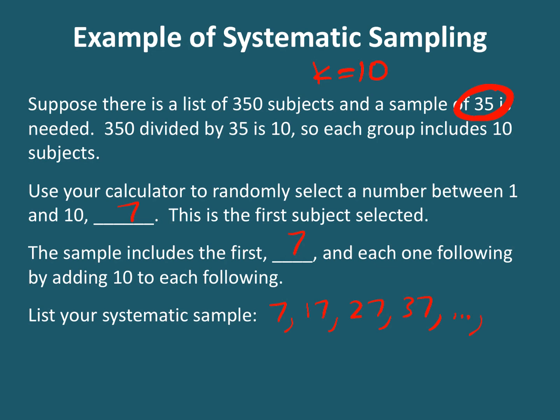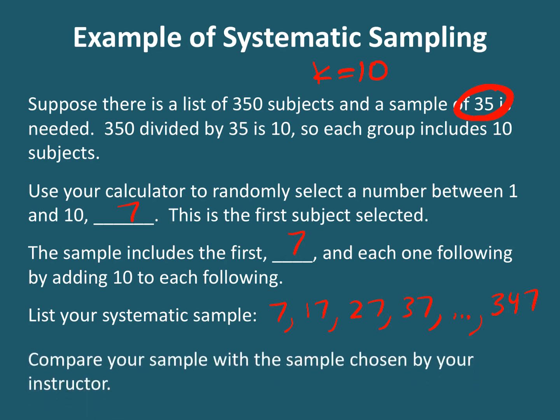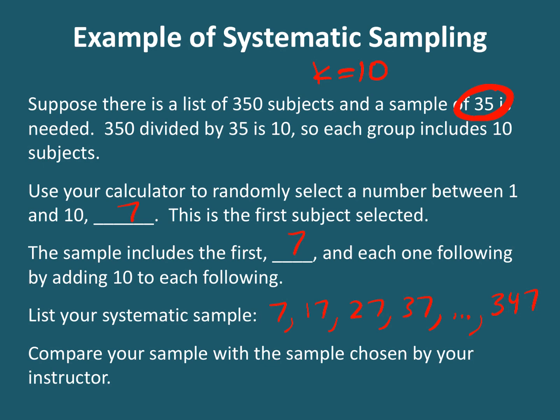And we have to go all the way up to, but obviously not including 350, but you'll get up as high as 347, and then you'll have your 35 subjects. Now, please pause the video, try this yourself, and I'd say the critical step would be allowing your calculator to randomly select a number between 1 and 10, and then go from there. And compare your sample with my sample.